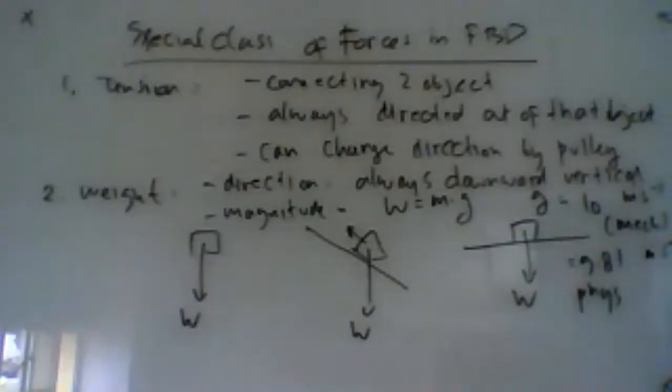But in physics, we're going to have it as 9.81 because physics is more about reality, rather than concepts. Physics is about the real thing that we can observe and measure, and in that case, that's 9.81. Okay, the direction is always downward vertical.